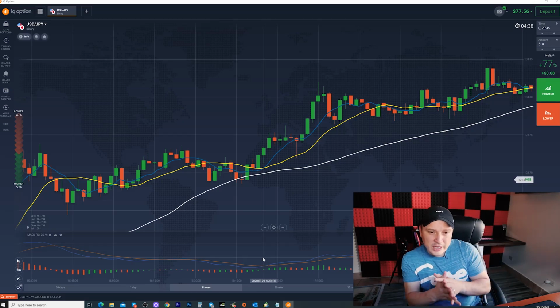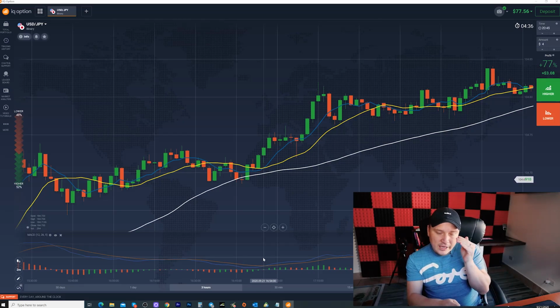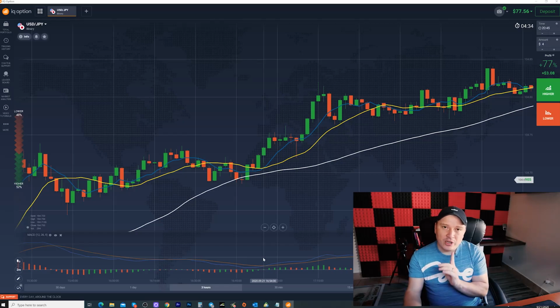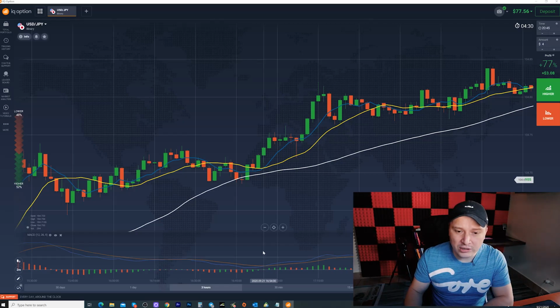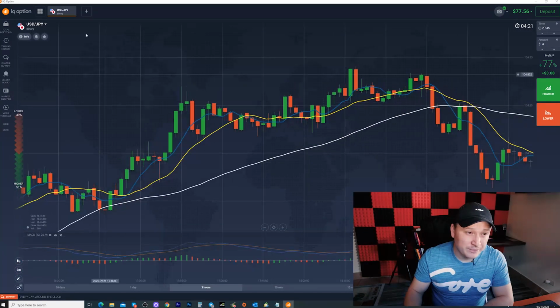Here we have one that is actually looking really cool. They did cross at the same time, but you actually have to enter on the next candle, not in the first one that it crosses. You don't enter in this one, you enter in this one at the beginning of this one, okay? So this one is a good entry point and it was in the money.